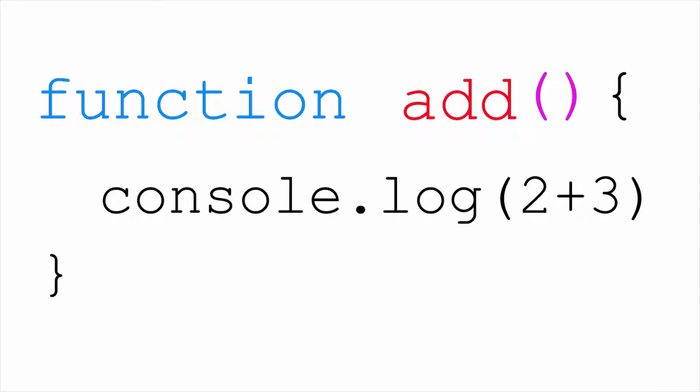Lastly, we have the body of our function. All of the statements within these curly braces are what make up our function body. These are the actions that the function will take when it is being executed. Now, if we want to execute this function, we need to call it. To better demonstrate this, let's move to our code editor.